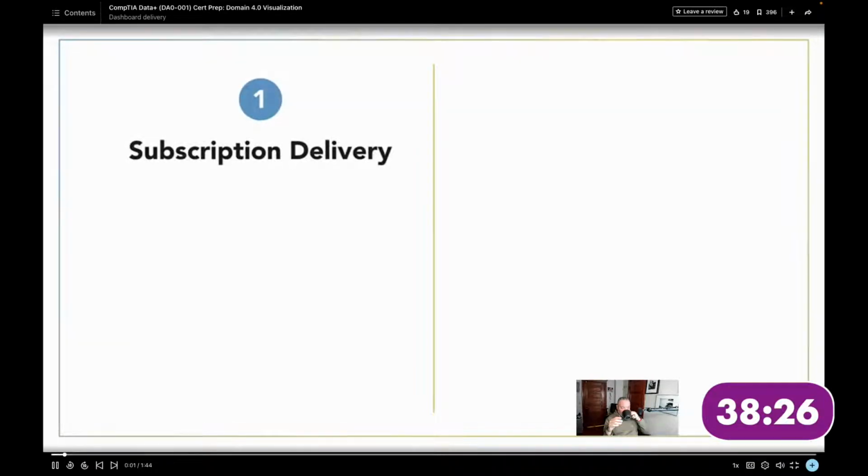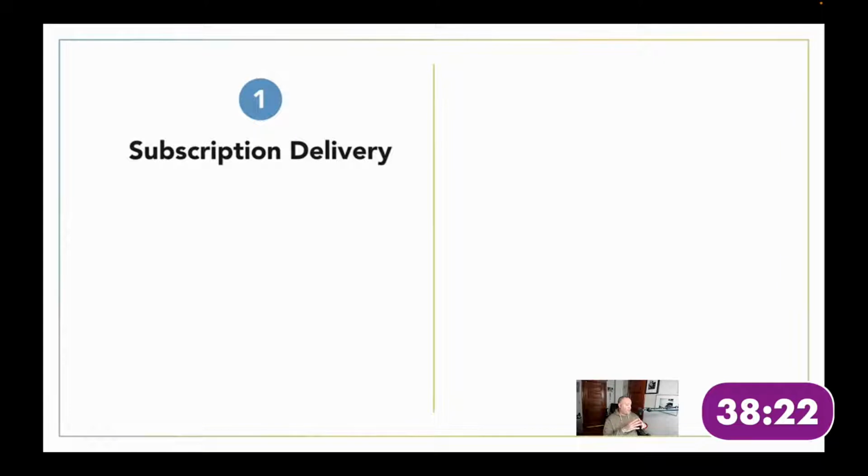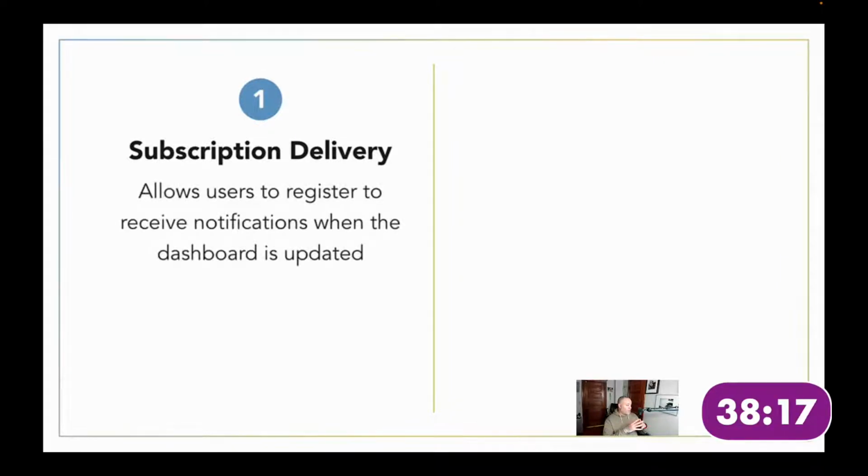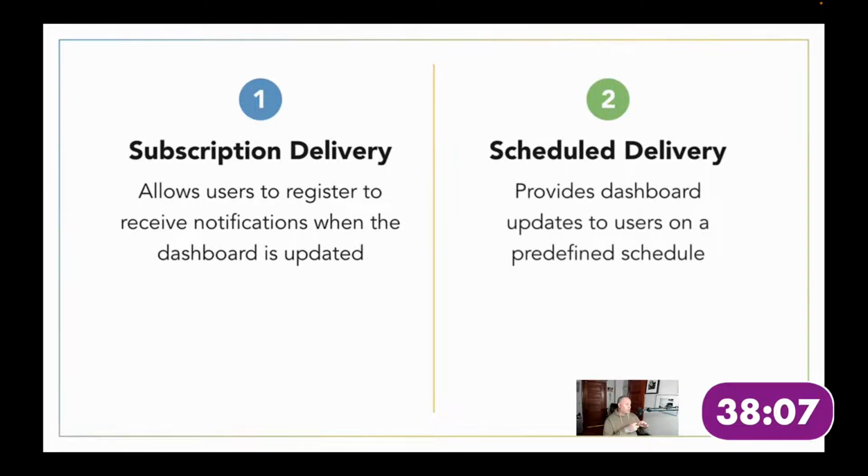Once you have a dashboard in place, you should think through how you will deliver the dashboard's contents to its users. You may choose to use a subscription capability where people can opt in and receive notifications when the underlying data changes and the dashboard is refreshed. In addition to offering a subscription service, you may choose to offer scheduled delivery, where users receive scheduled copies of information from the dashboard that's relevant to their work at the time that they need it.